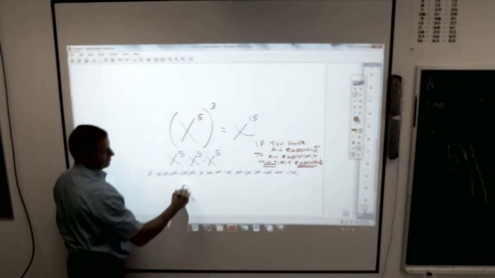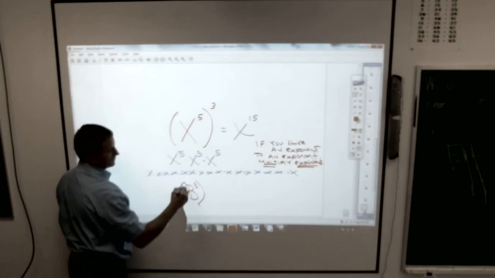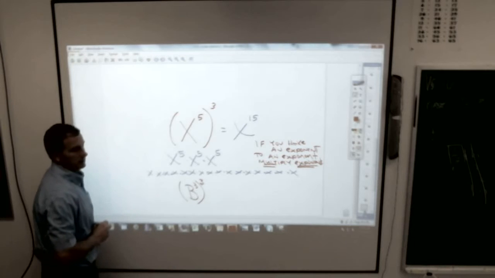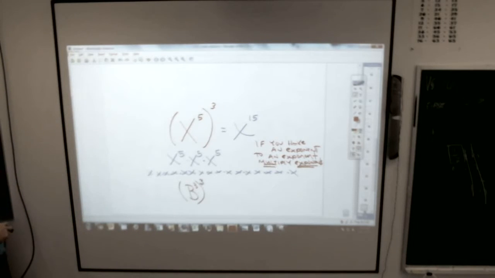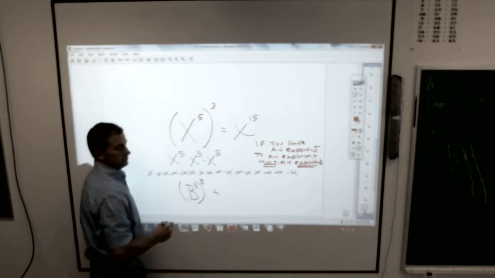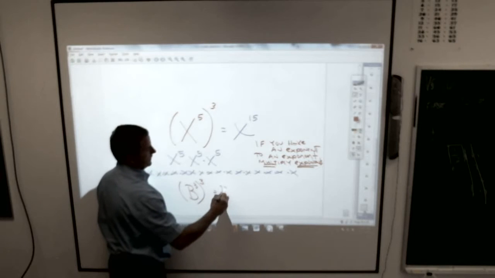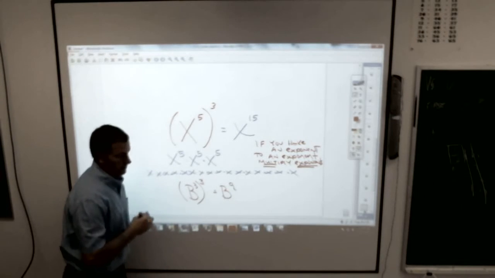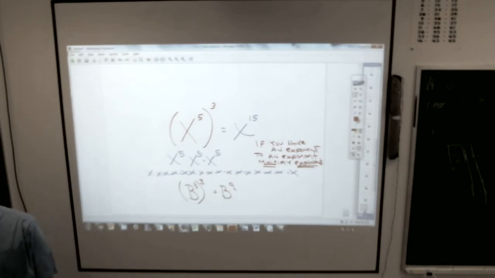So if I have b to the 3rd power to the 3rd power, b to the 3rd power to the 3rd power is b to the 9th power. B to the 9th. It's b squared.